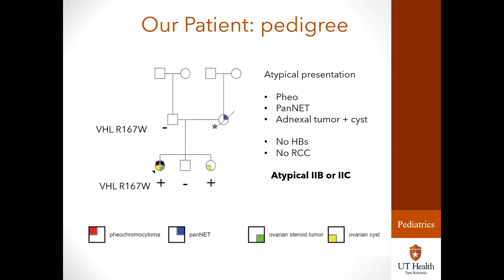Next, please. But if we look at the family pedigree and take into account the entire clinical manifestations of the proband highlighted here at the bottom, we see that she had pheochromocytoma, pancreatic masses, and adnexal disease, a rare manifestation of VHL. And so far, no hemangioblastomas or renal cell carcinoma have been found. So she seems to be an atypical case. And based on her mutation, she would not be a classic type 2C VHL patient. So she fits more likely into an atypical form of 2B.